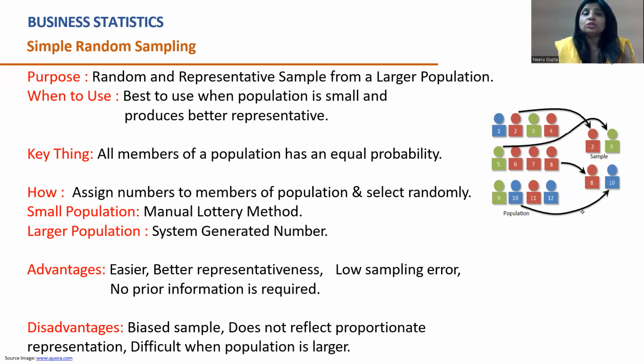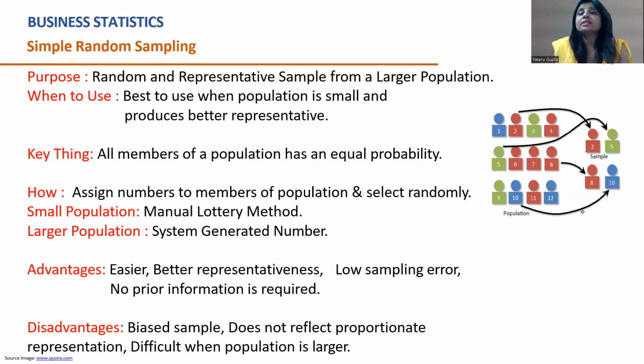What are the advantages of simple random sampling? It is easy, has better representativeness, low sampling error, and no prior information is required. And what are the disadvantages of this kind of sampling? A biased sample does not reflect proportionate representation, and it is difficult when the population is larger.